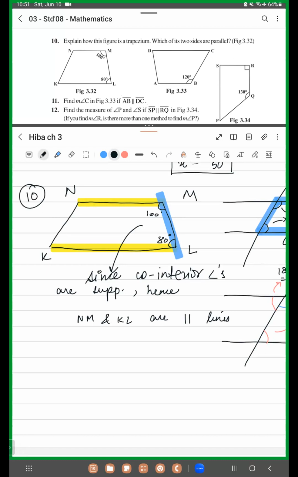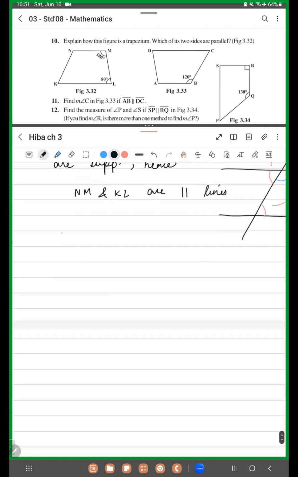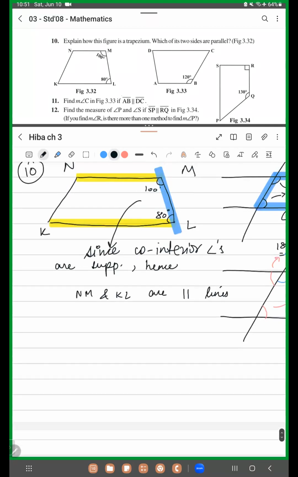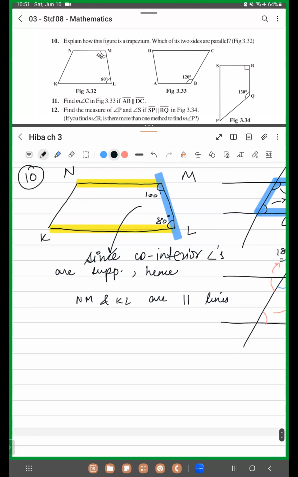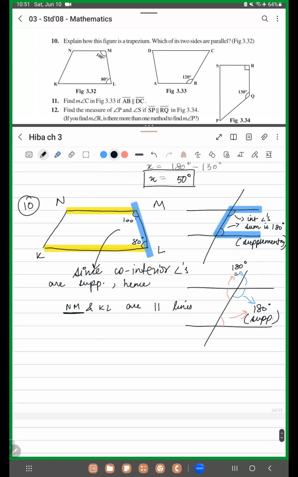Not clear? No. Okay, see. Yes, I understood they are co-interior angles. So do we say like M is parallel to L, or no, I just wrote over here NM, which is this yellow line over here, is parallel to KL. They are parallel lines. All right. Yeah.